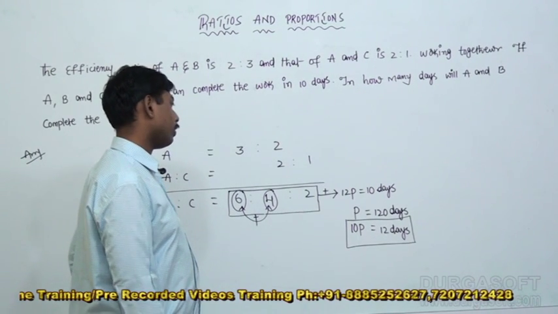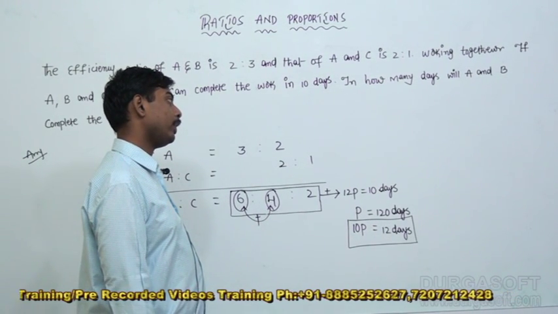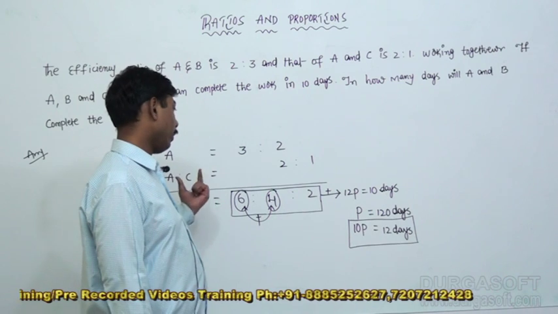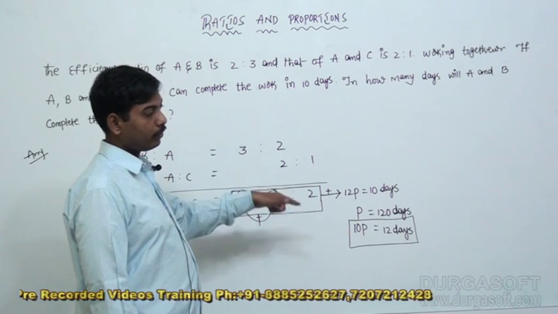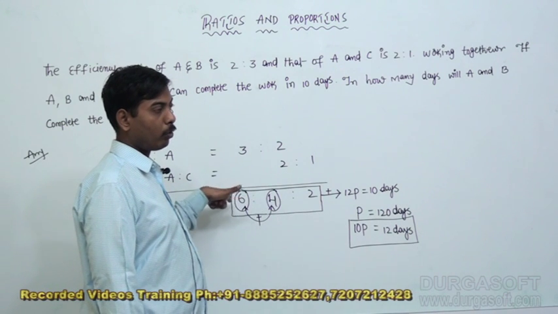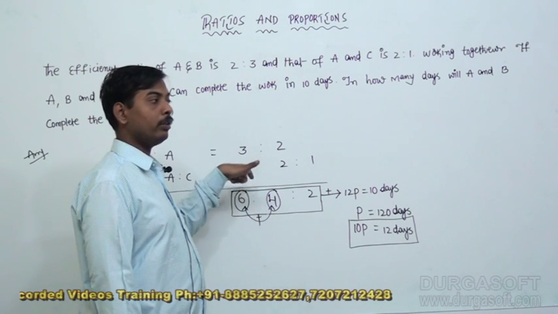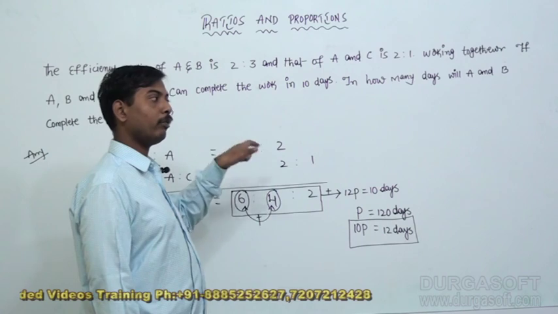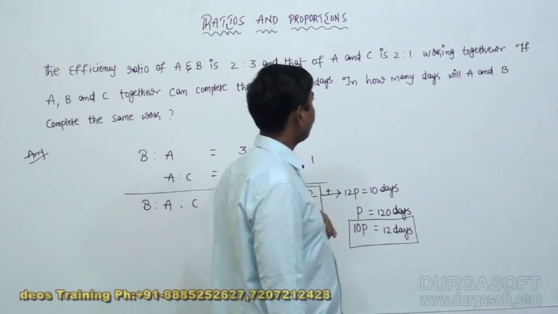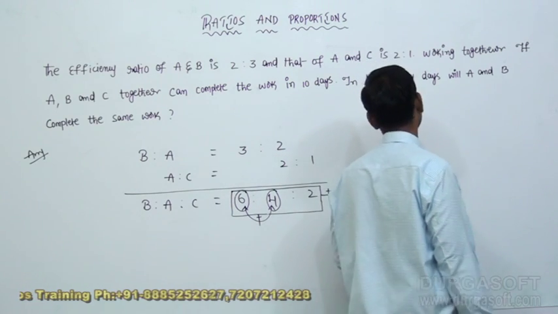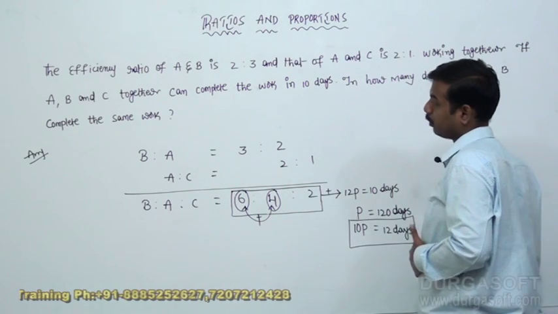Especially, the 10 parts of efficiency should be taken as A and B's only. A and B's efficiency is 10 parts. So that means A and B working together can complete the work in 12 days. That is the answer to the question, my dear guys. Anyhow, that's how we have to do it.